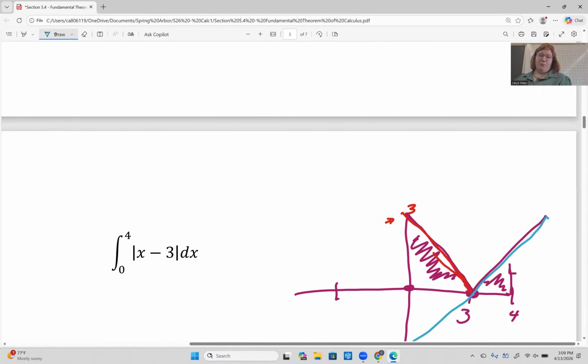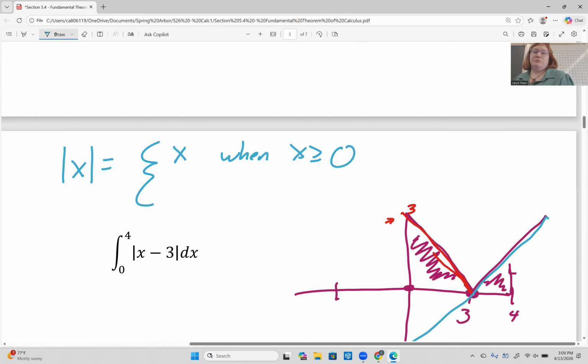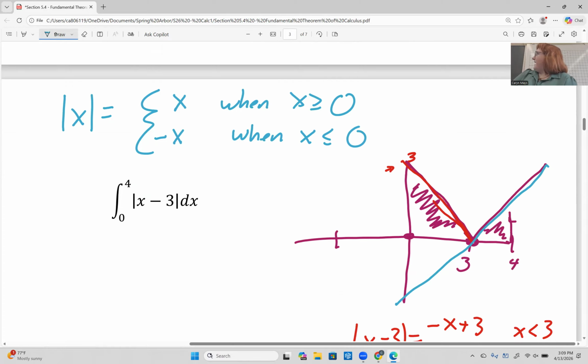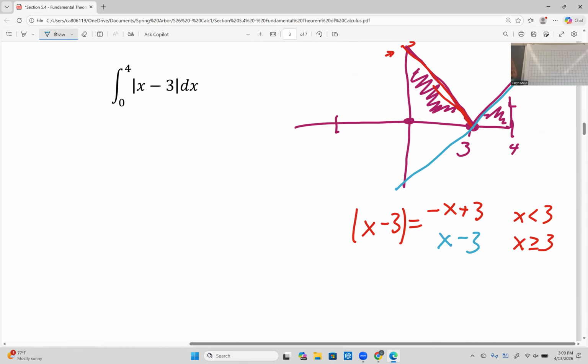There is a rule for the absolute value, a definition for the absolute value. The absolute value of x is this piecewise function where it's x when x is greater than 0. It returns the positive number when there's a positive inside, and it flips the sign when there's a negative inside. That's what we just used: we multiplied by negative when x was less than 3, and we kept it the same when x was greater than 3.